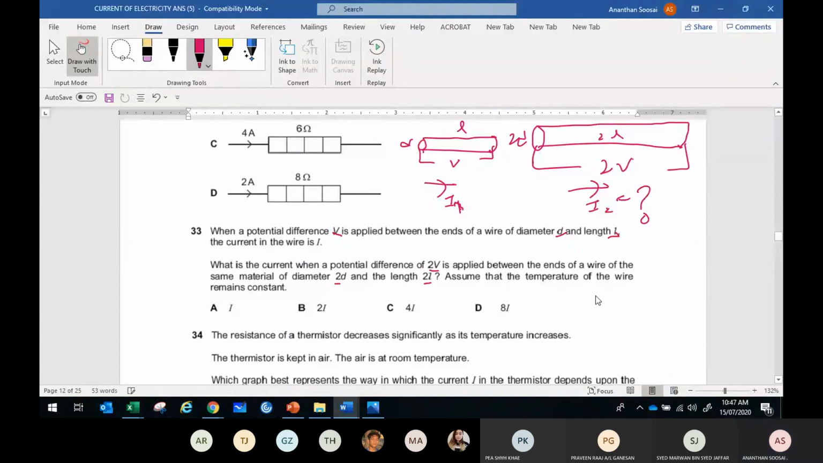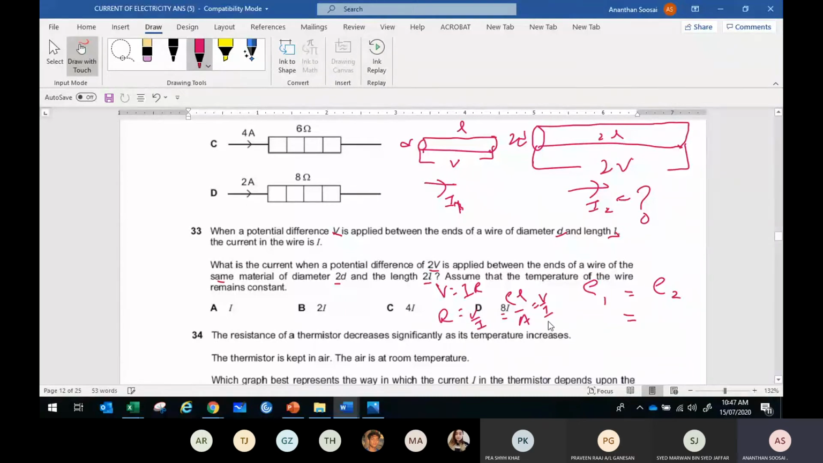So the resistivity of the first one must be the same as the resistivity of the second material because it's made of the same material. They never say it's the same material, but same material. So from here we need to bring in all the I. So how to get resistivity? V equals IR, so R equals V over I. So what is that? Rho L over A equals V over I.